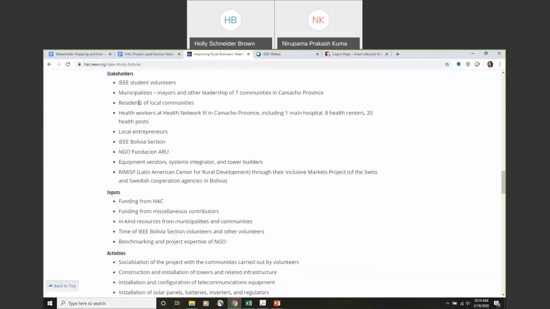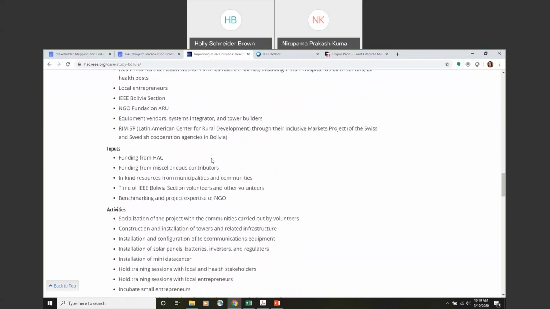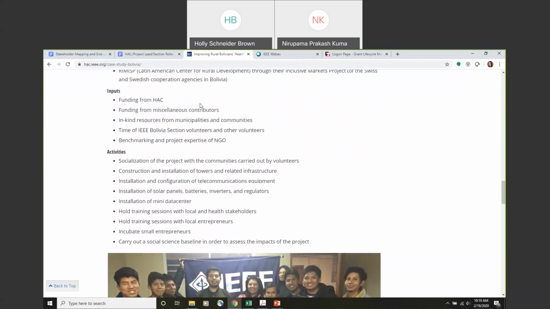You can see how this group mapped out the stakeholders with different municipalities, residents of local communities, health workers, local entrepreneurs, etc. Now, when we're talking about inputs, generally we're talking about money, time, and expertise. So it's sort of time, talent, and treasure usually is what you have under inputs. So, here in this case, it's funding from HAC, in-kind resources, the time of the volunteers, benchmarking and project expertise of the partner NGO.